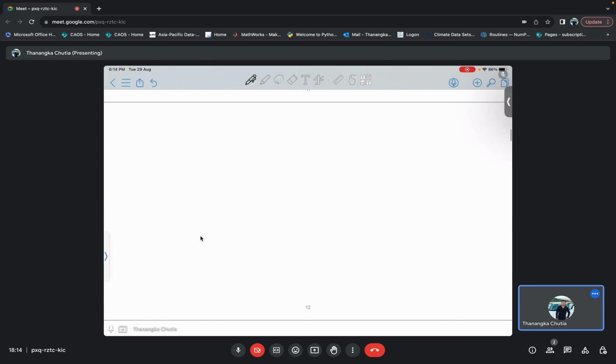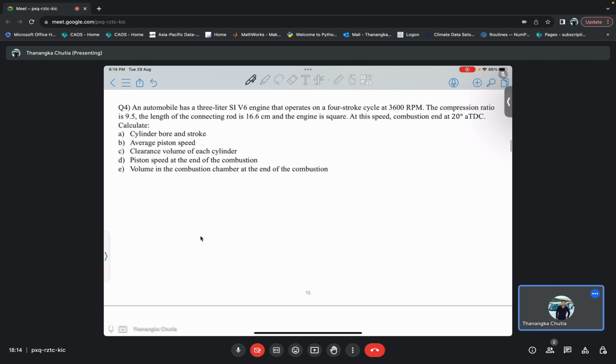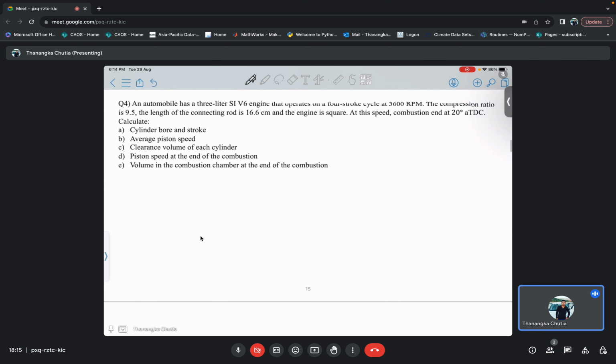Okay, so now let us go to the next question, which is a bit longer. An automobile has a 3-liter SI V6 engine that operates on a 4-stroke cycle at 3600 rpm. The compression ratio is 9.5. The length of the connecting rod is 16.6 centimeter, and the engine is square. At this speed, combustion ends 20 degrees after TDC.